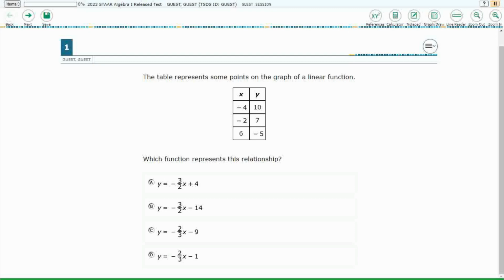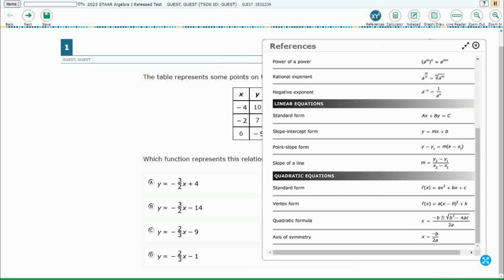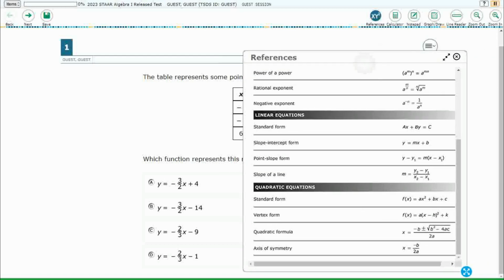So we have a table that just has three different coordinate pairs, x's and y's. We need to write a function that best represents this relationship. So let's see if we can find the best match for our answer selections here.